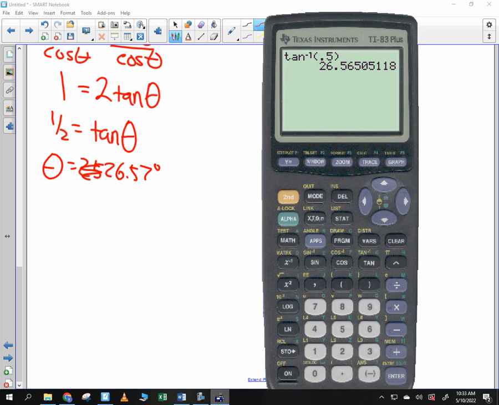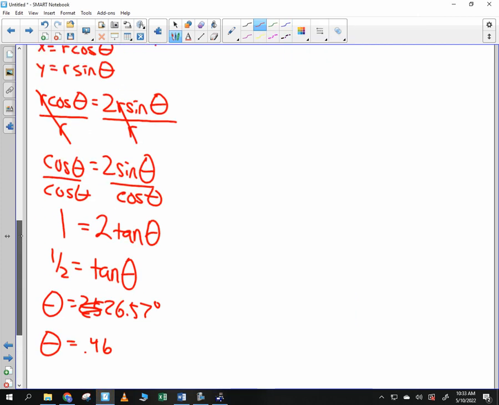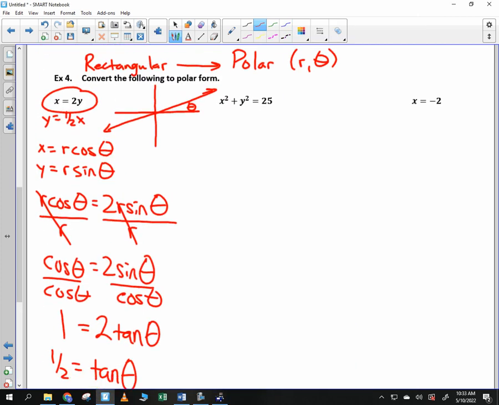Okay, let's go back to the math. We multiply by pi and we divide by 180. That's how we convert from degrees into radians. So theta is equal to 0.46. Now I want you to think about this for a second so that we can make sense of what's going on. So this angle is 0.46 radians, okay?